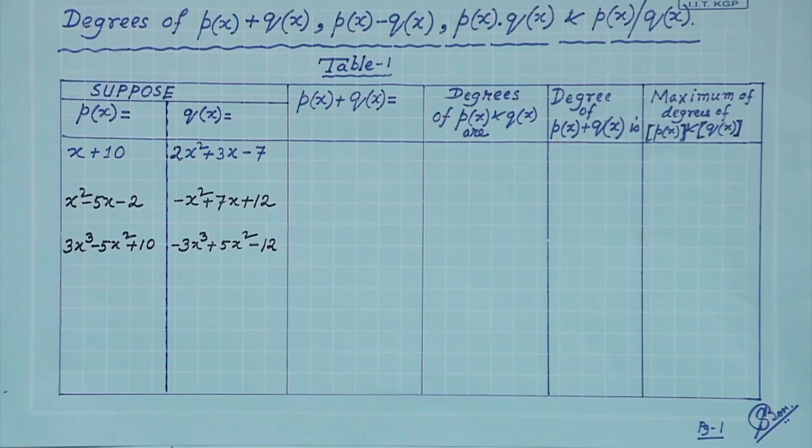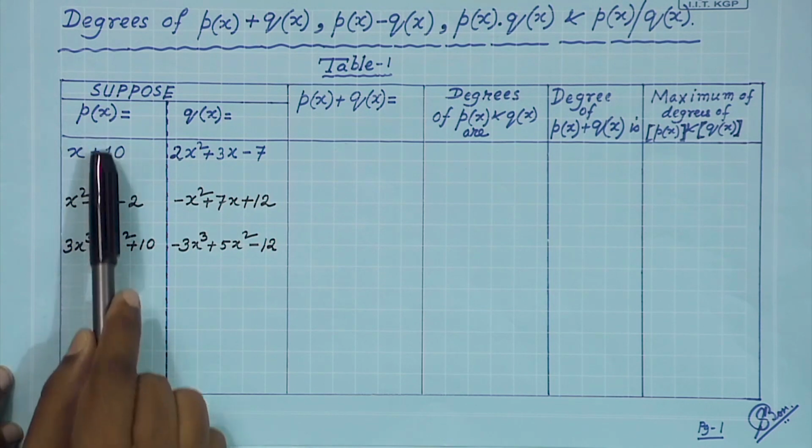Welcome everybody. You have learned about the degree of a polynomial. Now I am considering the sum, difference, product and quotient of two polynomials. We are interested in the degrees of the polynomials that result from addition, subtraction, multiplication and division. We are taking very simple polynomials.